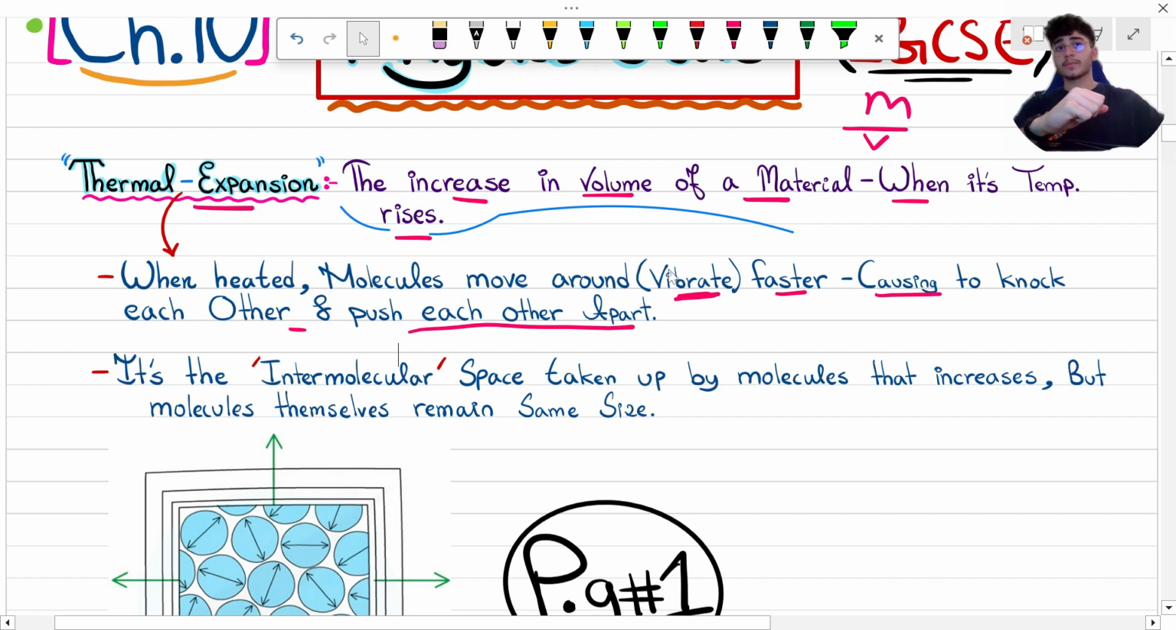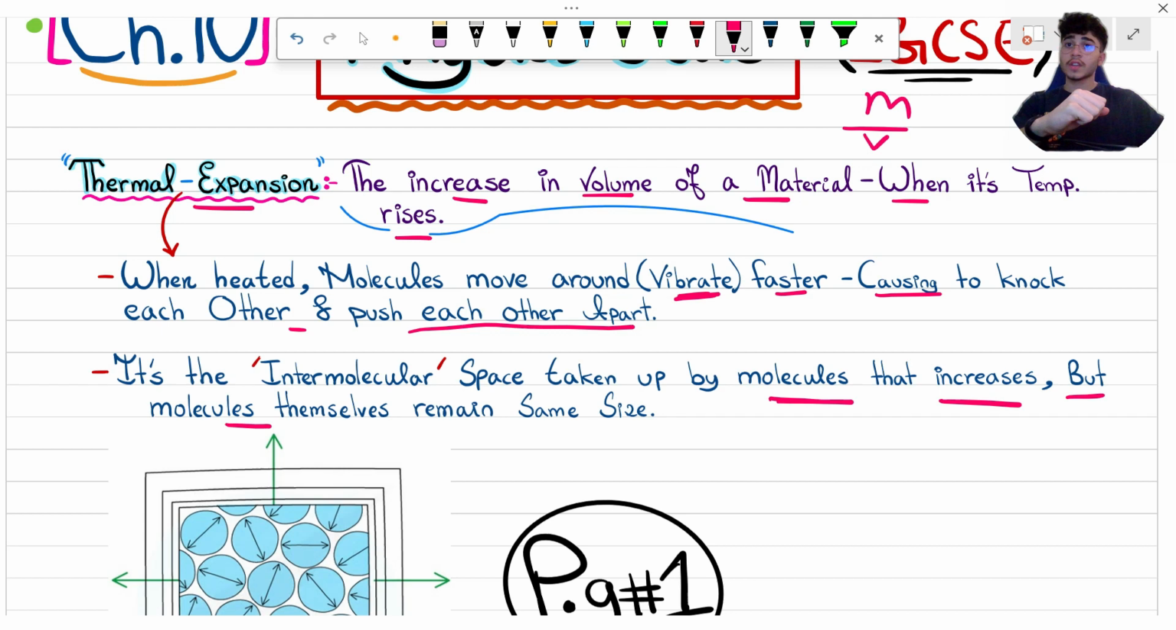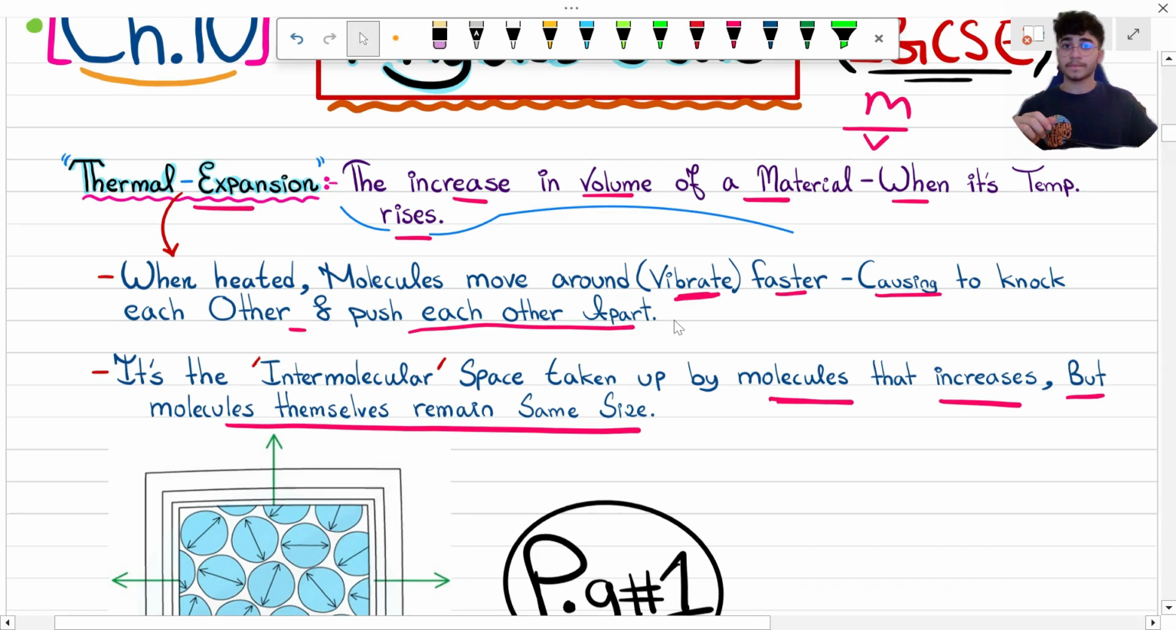It's the intermolecular space taken up by the molecules that increases, but the molecules themselves remain the same size. So as we're heating the particles, they're moving faster and bumping into each other continuously. This is why they're pushing each other apart and increasing the volume. But this pushing apart is only changing the intermolecular space between the particles, and the molecules remain the same size. The intermolecular space is just altered due to the molecules pushing each other apart continuously.